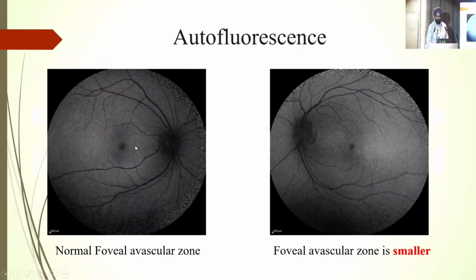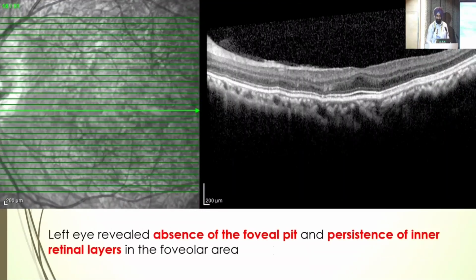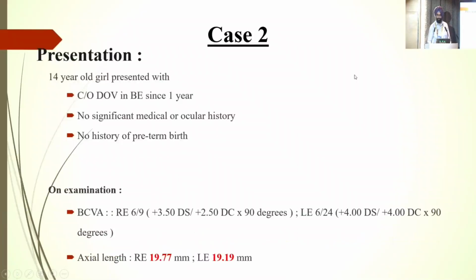The fundus was normal with no albinotic features, but the fovea had an ill-defined maculofoveal area. On the autofluorescence, a normal FAZ is seen in the right eye, while the left shows a smaller FAZ. The right eye OCT was normal, while the left eye showed persistence of the inner retinal layers, absence of foveal pit in the foveolar area.